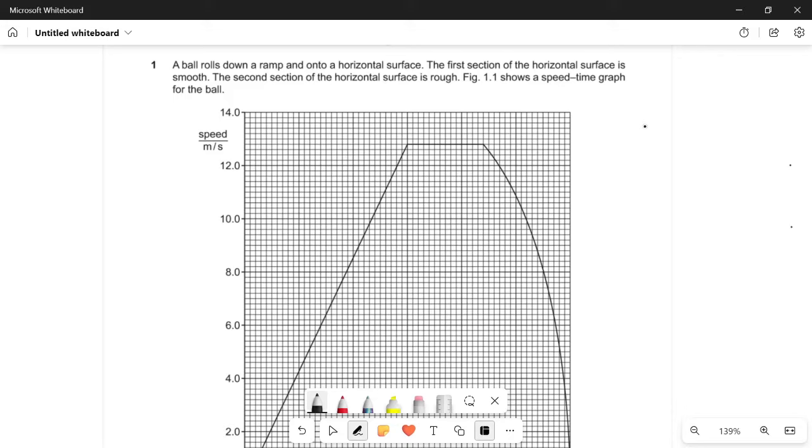So the first question starts with a ball rolls down a ramp and onto a horizontal surface. Let's underline this. The first section of the horizontal surface is smooth. The second section of the horizontal surface is rough. So the first section is smooth and the second one is rough. So this brings a change in speed. Figure 1.1 shows a speed-time graph of the ball.